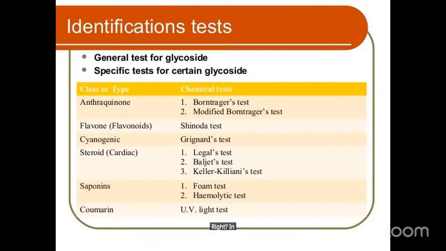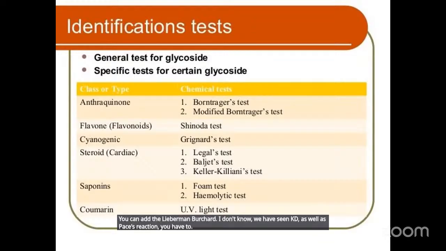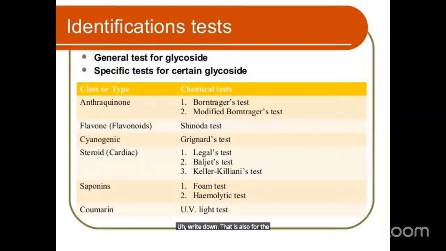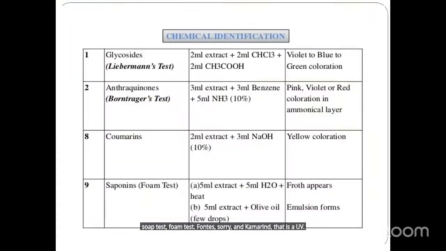In case of the steroidal, there is Liebermann, there is Baljet, then Keller-Kiliani. You can add KD, you can add Pesez, you can add Liebermann-Burchard. Already we have seen the KD as well as Pesez reaction. You have to write it down. That is also for the cardiac glycoside. Then again, saponin. Whenever there is a saponin, we have seen the hemolysis test or hemolytic test, or foam test, and coumarin, that is UV light, right?